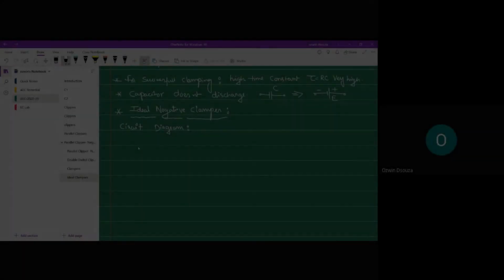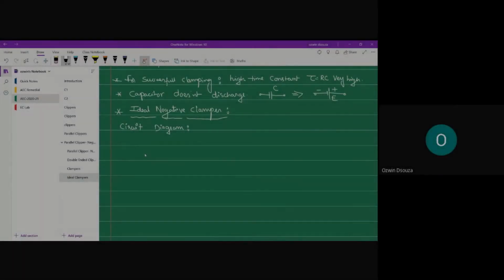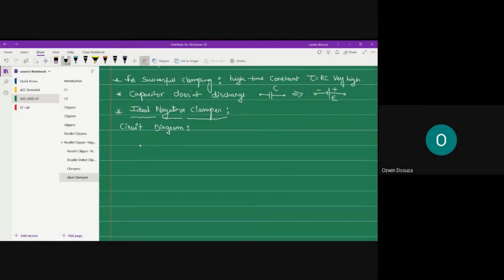The circuit is made up of only three elements: resistor, capacitor, and diode. All right. So this is your capacitor. Connected to a diode. So for a negative clamper, the diode placement is something like this. And then the load resistor. And then this combination is connected to an alternating source.